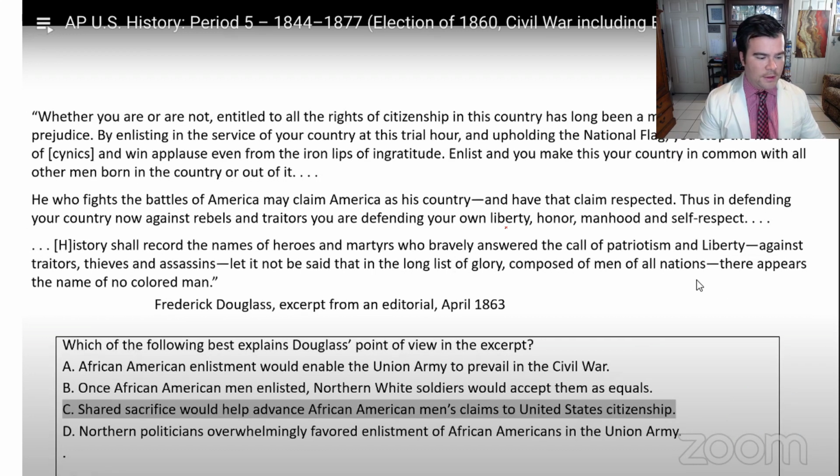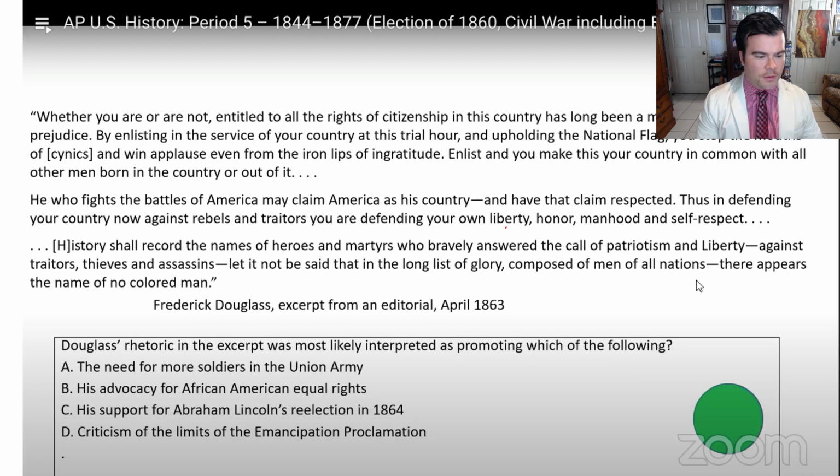And it is C. Shared sacrifice would help advance African American men's claims to United States citizenship. So, if he's trying to speak to African Americans to join and to fight, so they can show their commitment, so they can get their citizenship there. Okay, another one. Promote which of the following, guys?